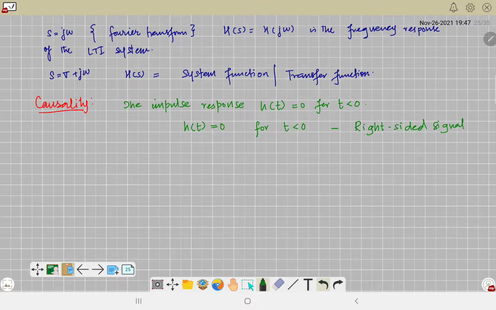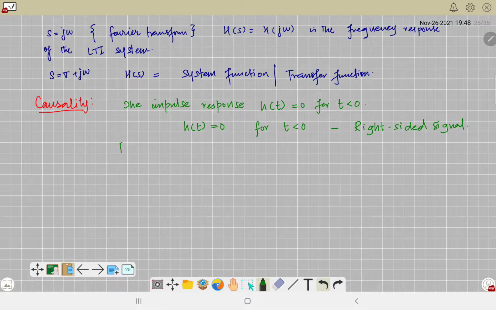Remember the video on properties of ROC? There I had explained what a right-sided signal is. I typically gave an example of the unit step function u of t. From t equal to minus infinity to t equal to 0, it has a value of 0, and then from t equal to 0, it has some finite value.